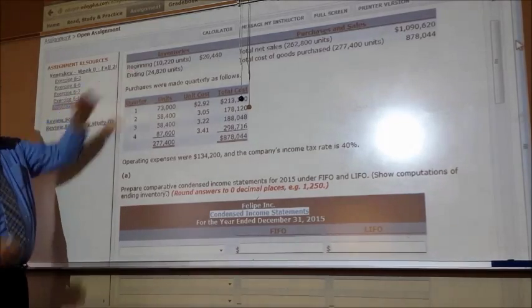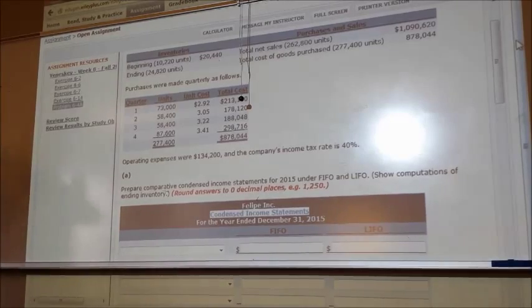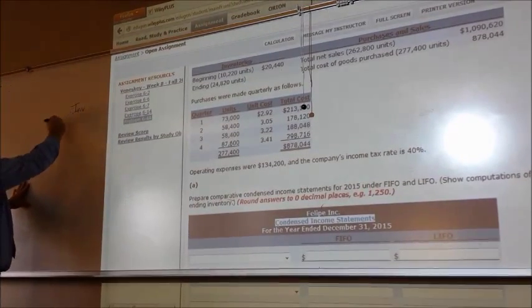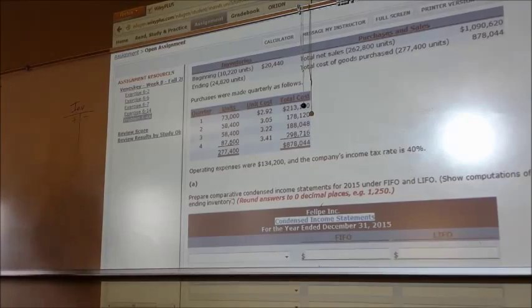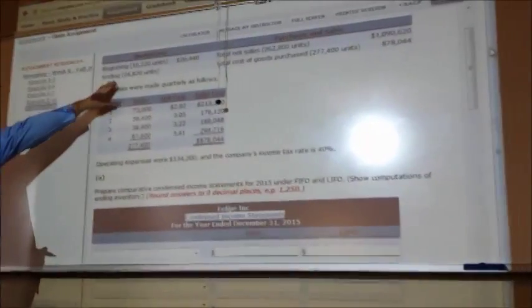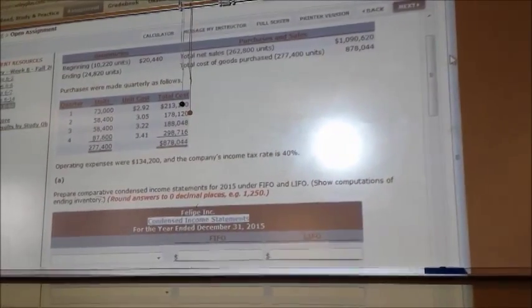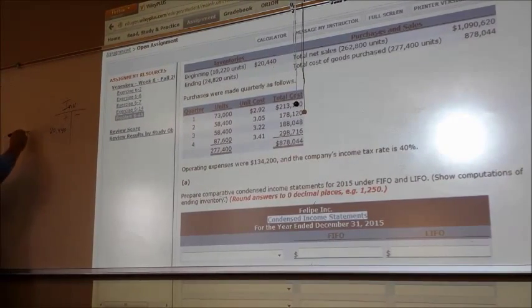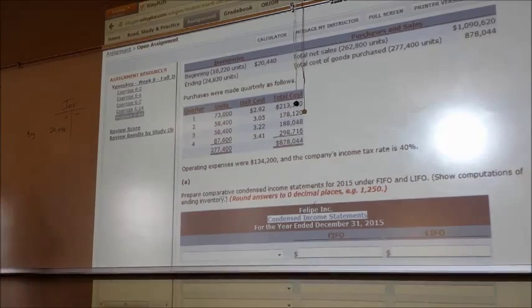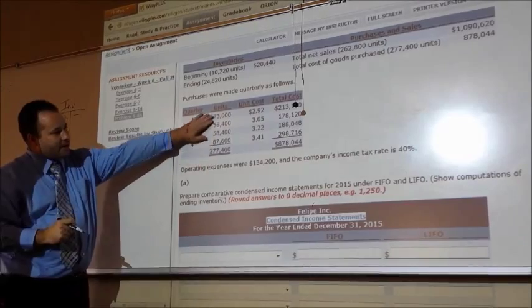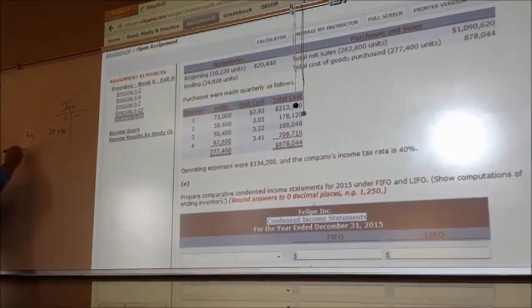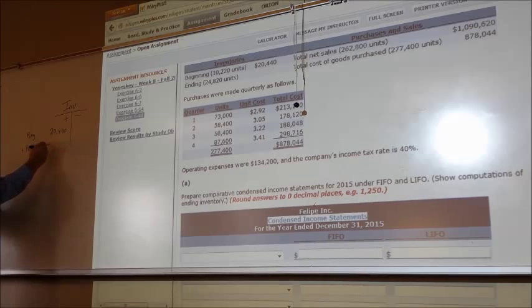Okay, I'm going to do this in two ways. I'm going to show you the T account first, and then I'm going to show you by units on the other side over there. They give us our inventory, and they tell us we had 20,440 to start with, our beginning inventory. And then right here, they tell us how much we bought through the year, our purchases of $878,044.